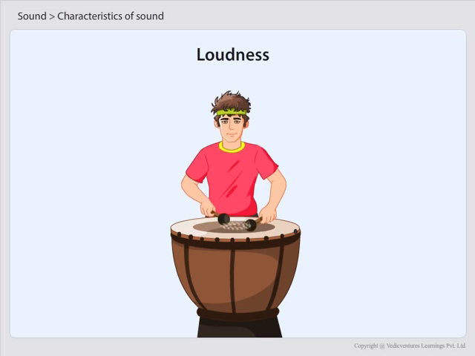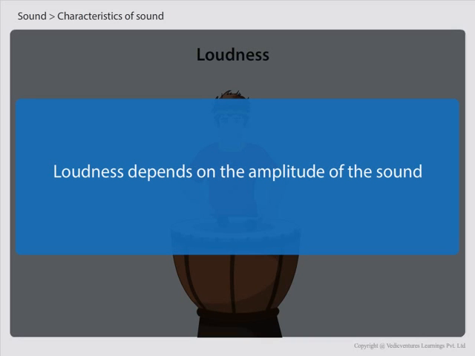What do you observe from this? When you struck the drum gently, you applied less energy. So amplitude was small and soft sound was produced. But when you struck the drum hard, you applied more energy. So amplitude was more and loud sound is produced. Hence, we can conclude that loudness depends on the amplitude of the sound.